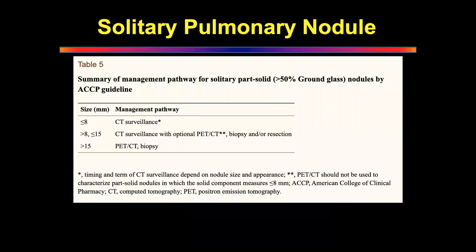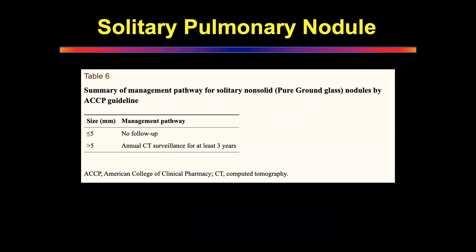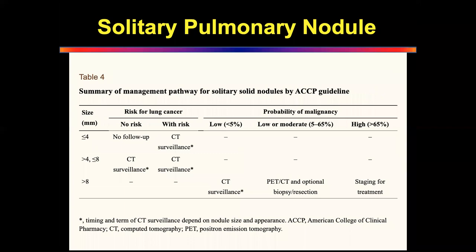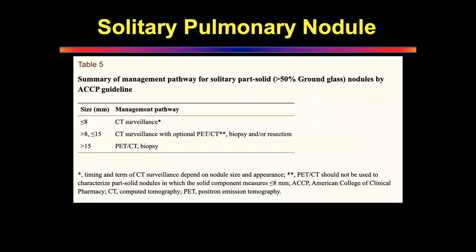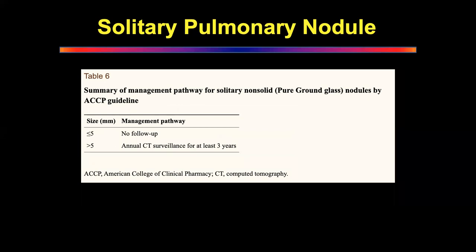Part solid, solid, GGO. GGO is less than 5, more than 5. Very easy. Solid is 4 to 8, more than 8. And semi-solid is less than 8, 8 to 15, and more than 15. Is this clear? This is the key to this whole topic. These 3 slides. Once you know these 3 slides, there is no way anybody can quiz you any further.